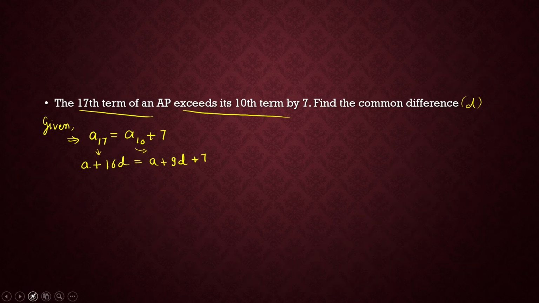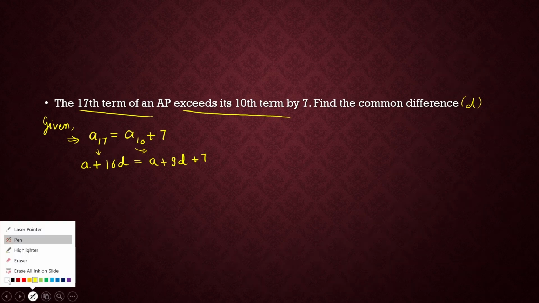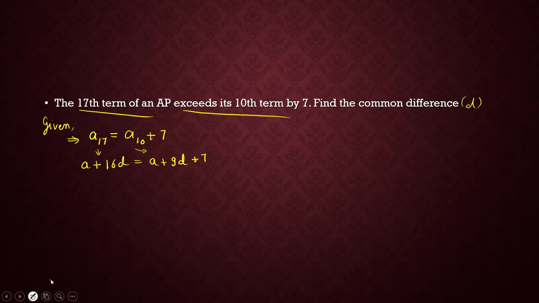So here what did I do? I just replaced A17 by A plus 16D and A10 by A plus 9D. Now if I get these terms to the other side, it turns into subtraction as it is an addition on the RHS side. When it comes to LHS, it becomes subtraction. So it is A plus 16D minus A minus 9D is equal to 7.